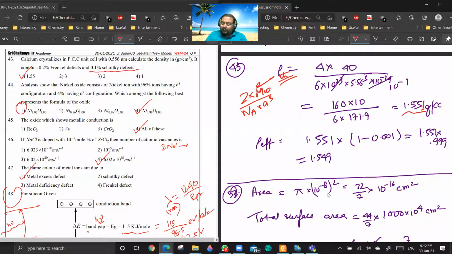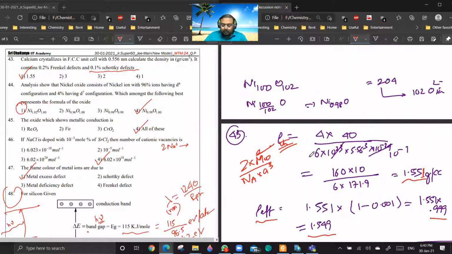So rho effective density will be 1 minus percentage Schottky. So 0.001, it would be 1.551 into 0.999, which is like 1.549. So the closest answer is 1.55. Is it clear? Yes, sir. Okay. So apart from 43, is 44 also a doubt?